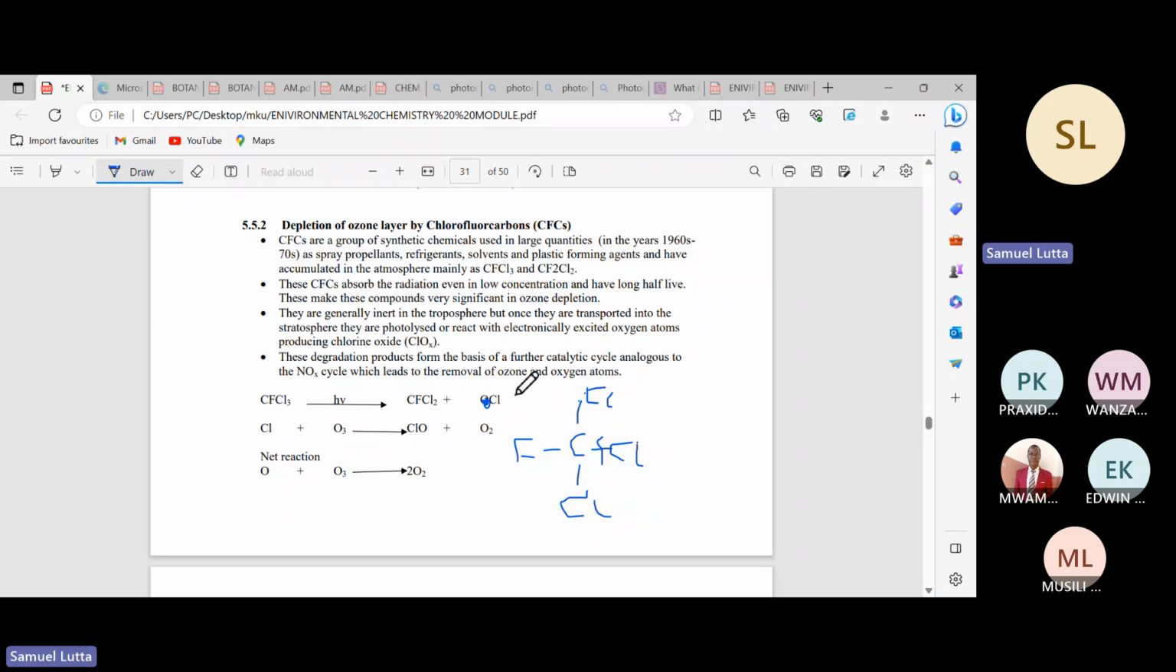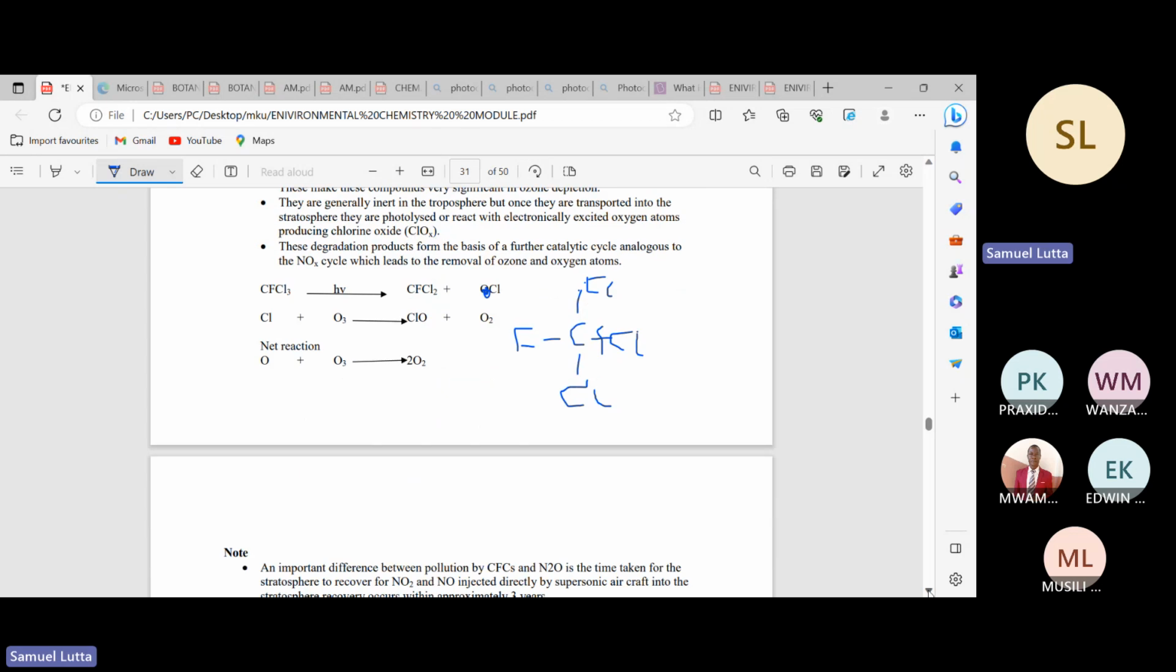this will cancel with that, and the other effect that we are going to see is that we'll just be converting our ozone into oxygen gas. So the net effect for this reaction is conversion of ozone into oxygen gas.